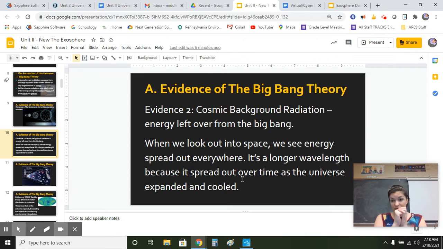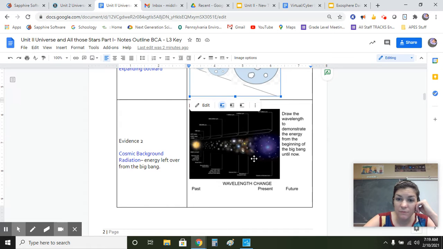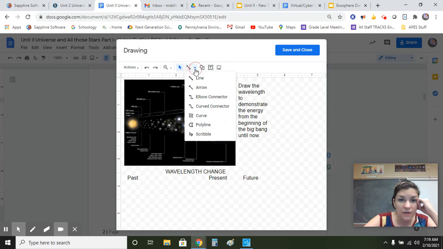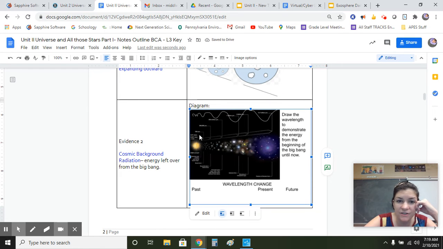It's a longer wavelength, microwaves, because it's spread out over time as the universe expanded and cooled. So when the Big Bang happened, it was a lot of energy, a lot of really tight waves, because it's hot, there's more energy. But as it spread out, the wavelengths got spread out too and cooled down, and now we're at microwaves everywhere out in space. So in your notes, draw the wavelength to demonstrate the energy from the beginning of the Big Bang until now. I'm drawing really intense close waves, and then as time goes by, I'm going to make these waves bigger and longer. So high energy initially. As things spread out and get bigger and bigger, the wavelengths get bigger too.